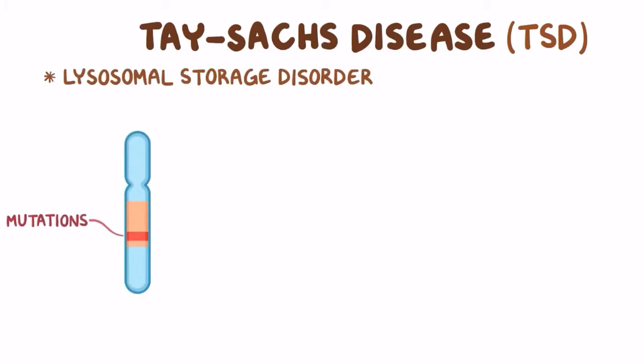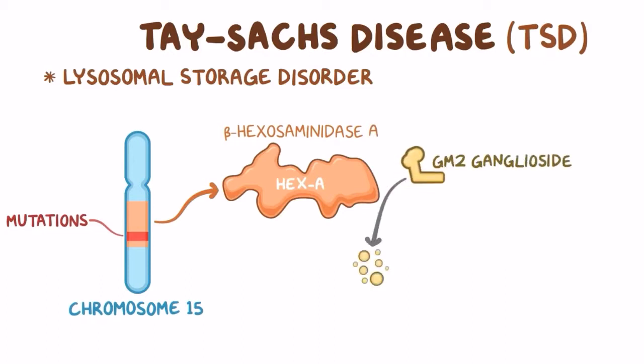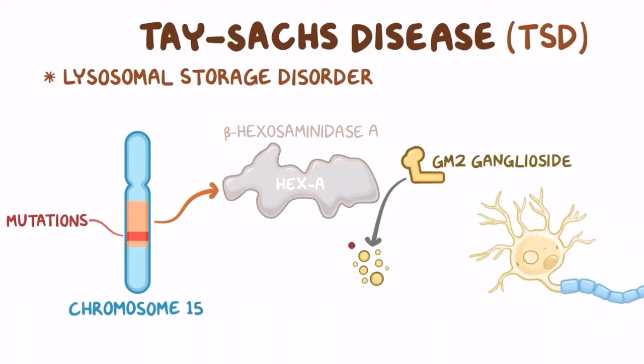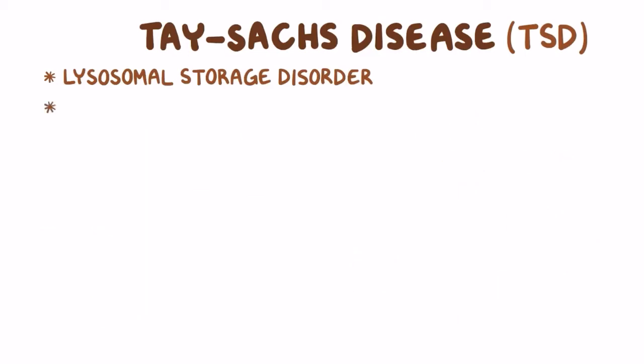Tay-Sachs disease is a lysosomal storage disorder caused by a mutation on chromosome 15 gene HEXA, which codes for a lysosomal enzyme called beta-hexosaminidase A, but we will refer to it as Hex A. Hex A normally breaks down a lipid called GM2 ganglioside, which is mainly found in neurons. The mutation of the HEXA gene over time leads to the accumulation of GM2 ganglioside and causes progressive damage and destruction of the neurons, resulting in Tay-Sachs symptoms.